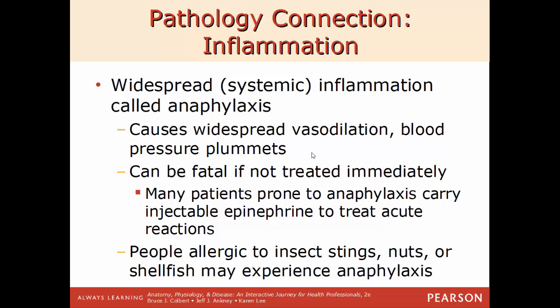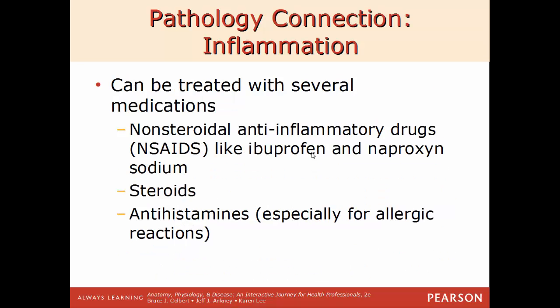Now, patients who are more prone to having anaphylaxis will carry or should carry an injectable epinephrine treatment. That's why it's called an EpiPen, because it looks like a pen that you would write with, has a dose of epinephrine inside it. And this is used to treat acute reactions. So those people that have very severe, say, peanut allergies or food allergies should be carrying an EpiPen with them at all times. Inflammation can be treated with several medications. Ibuprofen, nonsteroidal anti-inflammatory drugs, or NSAIDs, steroids, antihistamines, in particular for allergic reactions.